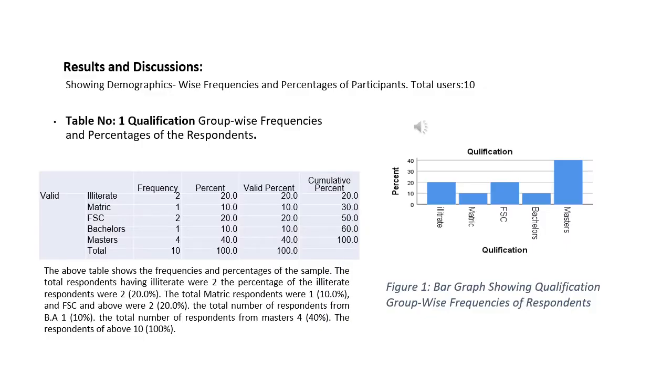I'm going to discuss the results and discussions showing demographic-wise frequency and percentage of participants. Total number of participants is 10. First of all, table number 1 shows qualification group-wise frequencies and percentages of the respondents. In this table, the majority of the respondents have a master's qualification. You can see this bar graph showing qualification group-wise frequencies of respondents.